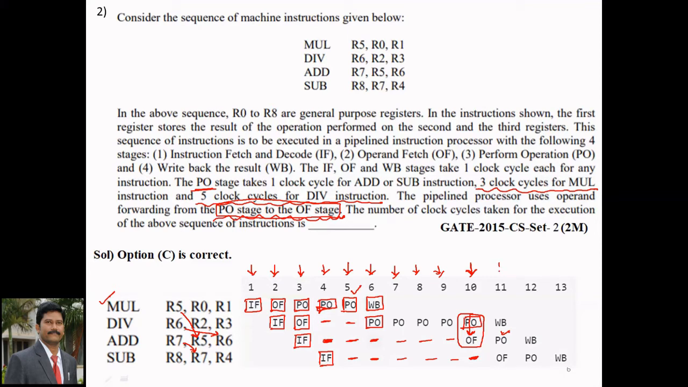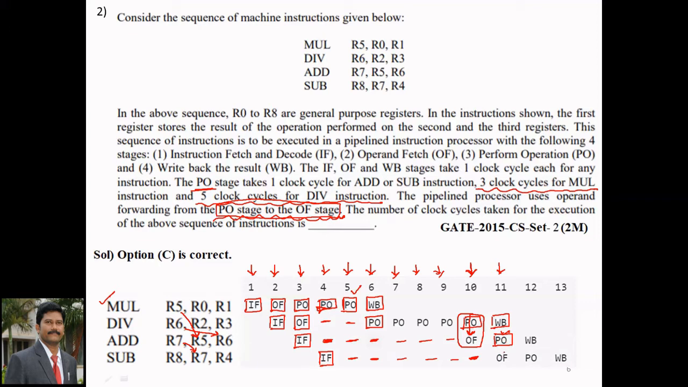Now at the 11th clock cycle, what is happening? This PO is completed, the division operation is completed, then it is written back. Then the add instruction PO will start here, because operand fetch is completed and the PO stage is free. Then the execution of the add instruction will start, because operands are already available. Then the PO stage is free, then it can start.